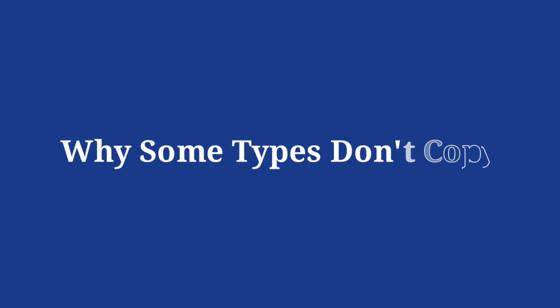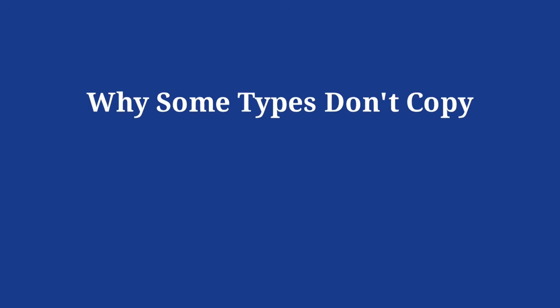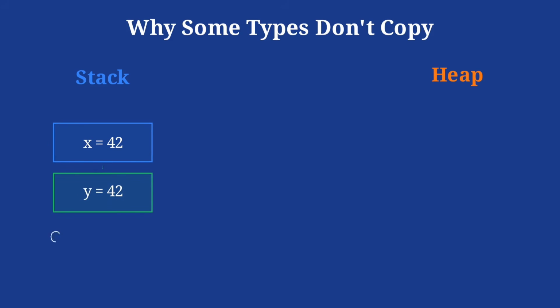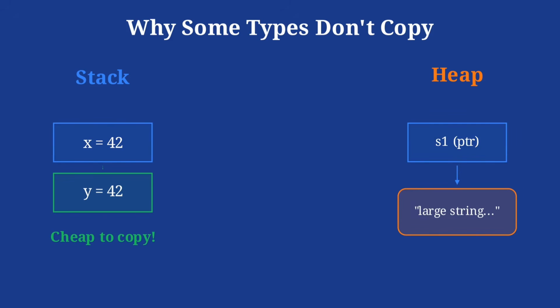Why this distinction? Why can't everything just be Copy? It comes down to cost. On the stack side, copying is cheap. The number 42 is just a few bytes. Making a duplicate is essentially free. It's a single fast memory operation. On the heap side, copying would be expensive. If we had to copy this large string every time we assigned it, we'd be duplicating potentially thousands of bytes. That's slow. That wastes memory. Rust doesn't want to do expensive operations behind your back. If something is going to be costly, Rust wants you to ask for it explicitly.